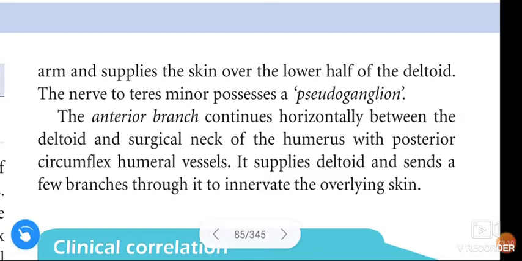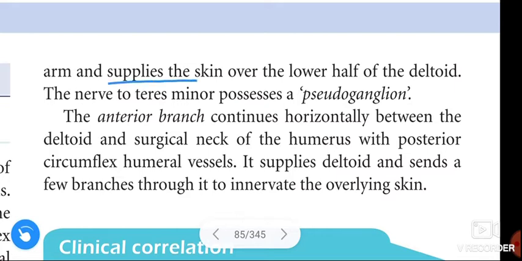It continues as upper lateral cutaneous nerve of the arm and supplies the skin over the lower half of the deltoid. The nerve to teres minor possesses a pseudoganglion.